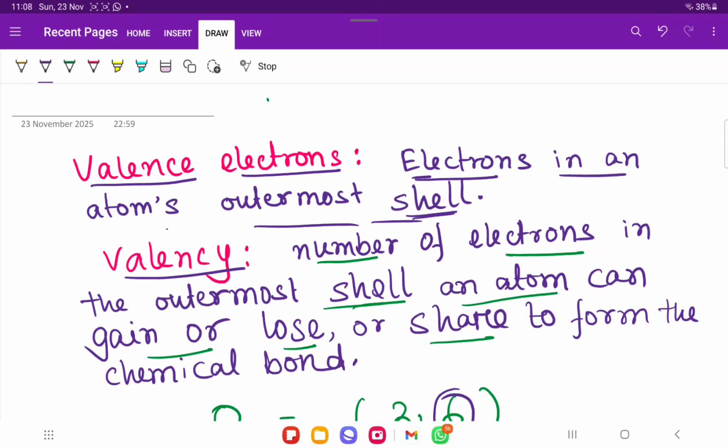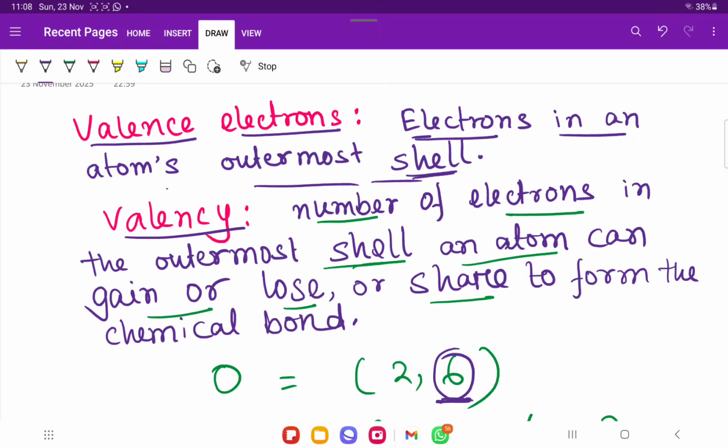Now then, what is called valency? Valency is basically the number of electrons in the outermost shell an atom can gain or lose, or it can share, to form the chemical bond.